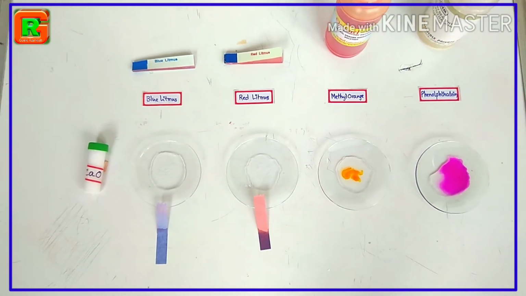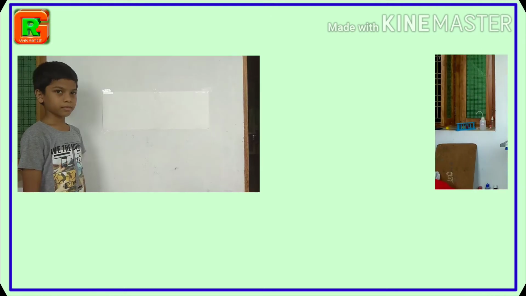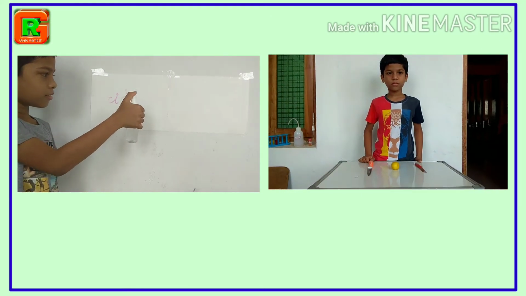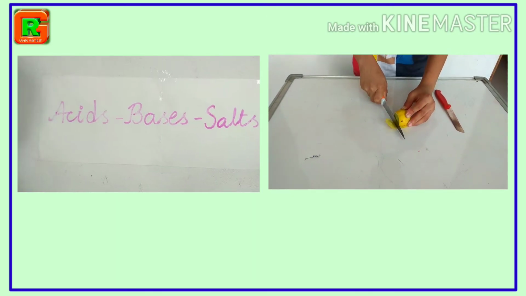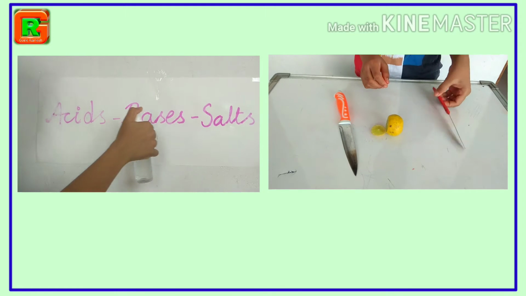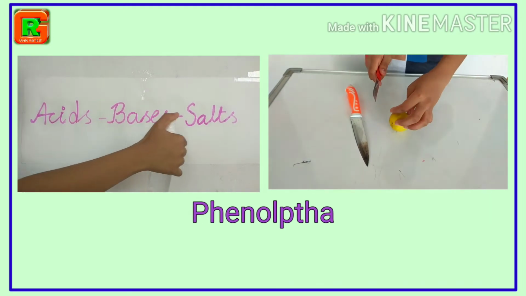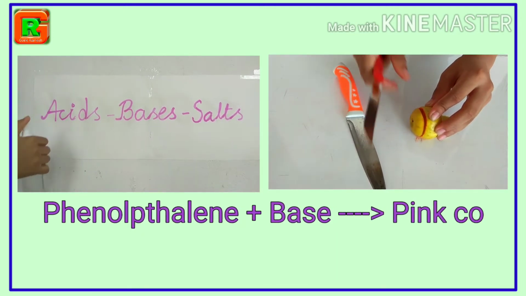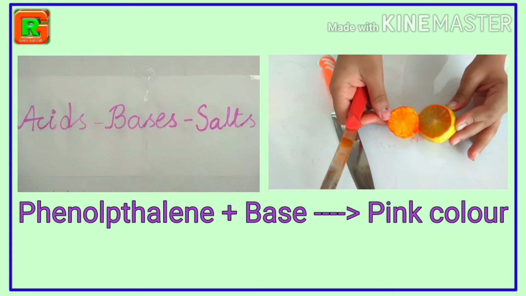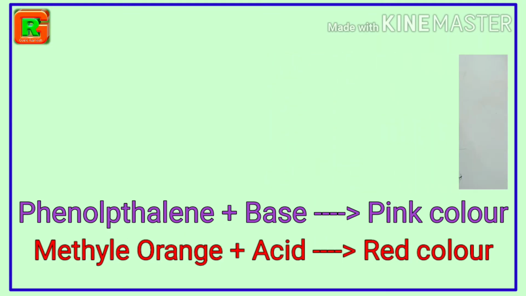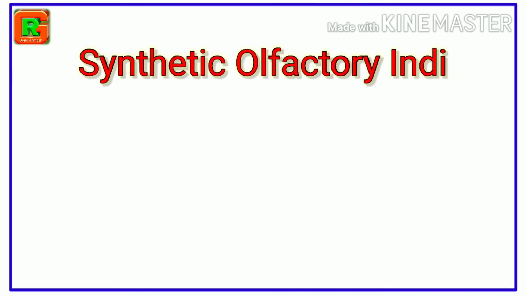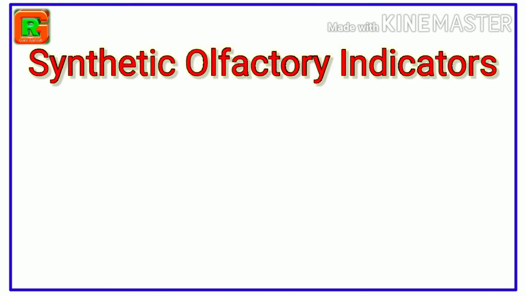I hope you now understand the activities done at the beginning of this video. In the first activity, the liquid in the hand is a base and the letters on the chart are written with phenolphthalein. As we spray the base on the phenolphthalein, obviously it will turn pink. In the second activity, due to cutting the lemon with a knife dipped in methyl orange, the lemon turned red. Now, let us test the acidic and basic nature of the substances by using synthetic olfactory indicators.